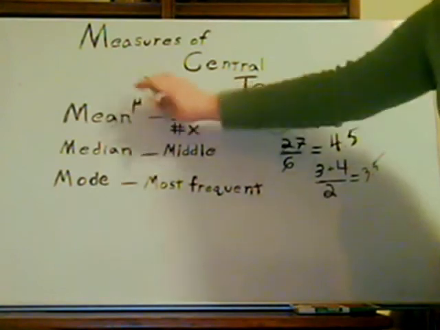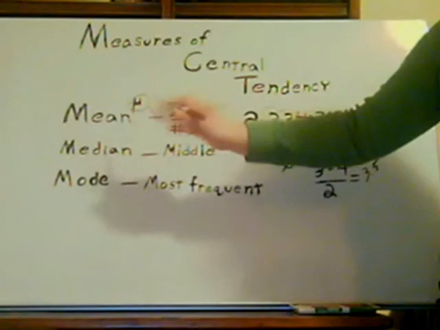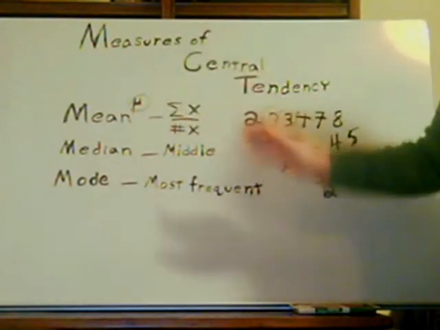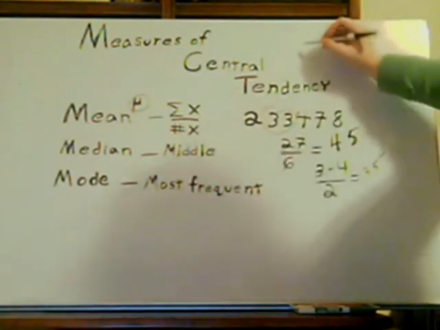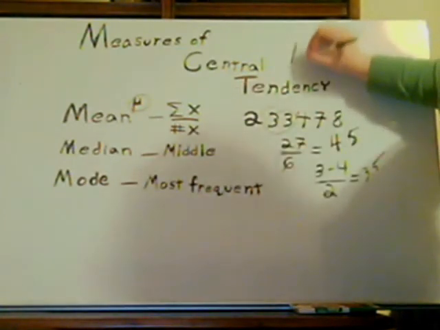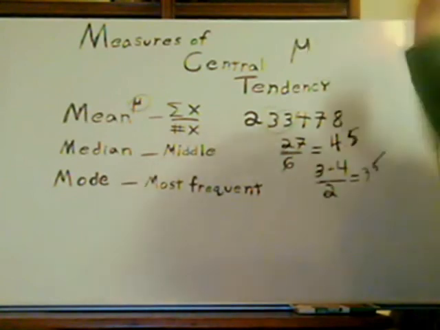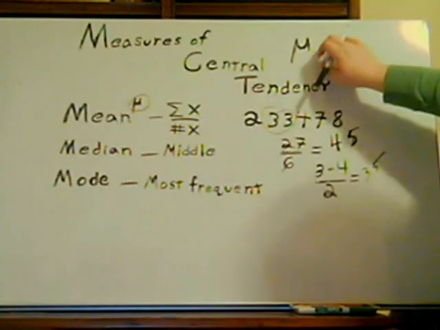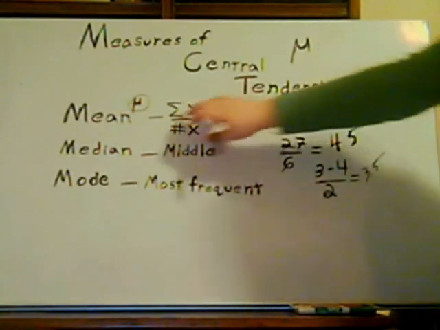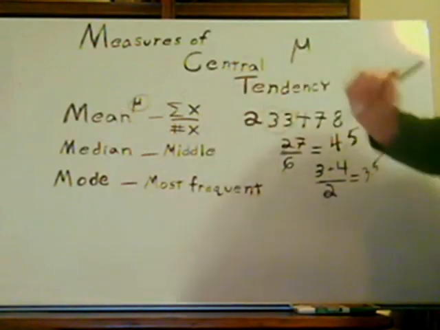Does anybody notice this little thing up here? Just been kind of hanging out there? No, it's not a square root sign or a square or whatever. It's the Greek letter mu. Mean is typically represented by this Greek letter mu. So when you see that, just remember that that means the mean. Sigma means the sum, and x is your value.